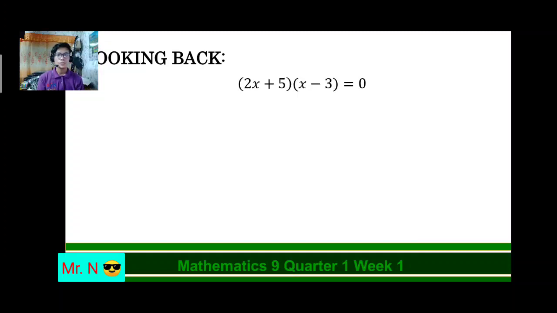Let's have the quantity 2x plus 5 multiplied by the quantity x minus 3 is equal to 0. Once again, for us to be able to identify easily if it is quadratic or not, we should simplify it first. To simplify, we're going to multiply it. And to multiply, we're going to use the FOIL method.